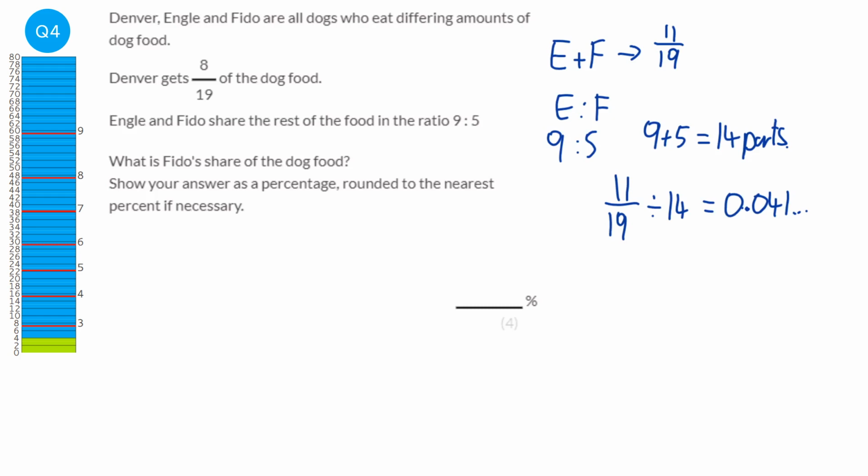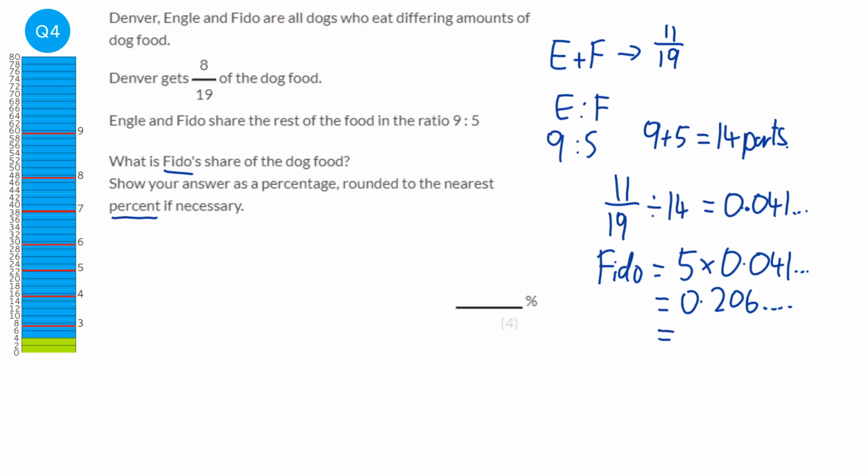And we're asked to find Fido's share. Well, Fido has 5 parts, each of them worth 0.041... I've kept it in my calculator to keep the accuracy, and when I do that I get 0.206... Now we're asked to work it out as a percent, so I'm just going to times that by 100.